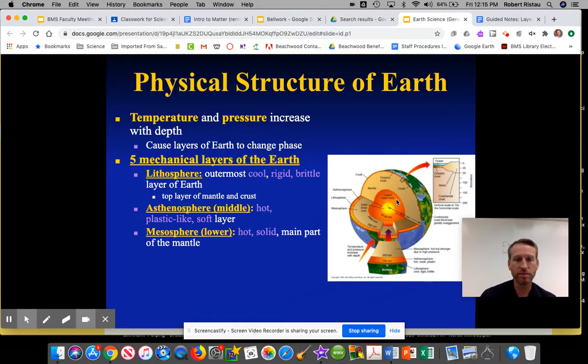The mesosphere, down towards the lower end then. It's hot, solid. It's the main part of the mantle beneath the asthenosphere. It's rock again. And then we have the core, but we now split it into 2 layers, the outer core and the inner core. The outer core is a liquid layer, and it makes sense because it gets so hot as you get towards the center of the Earth that metal melts.